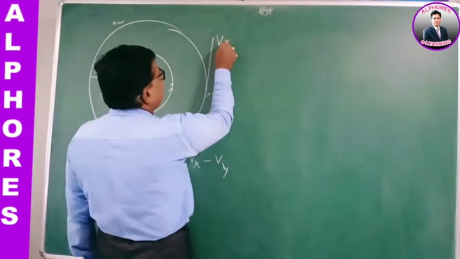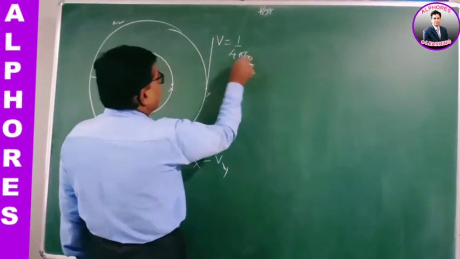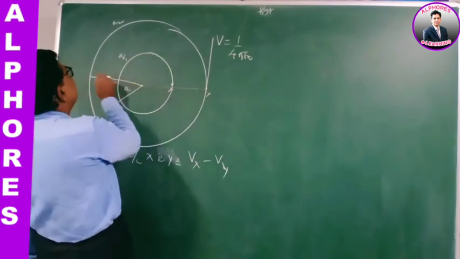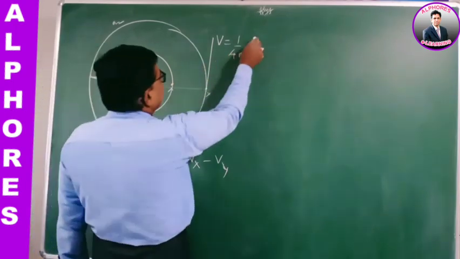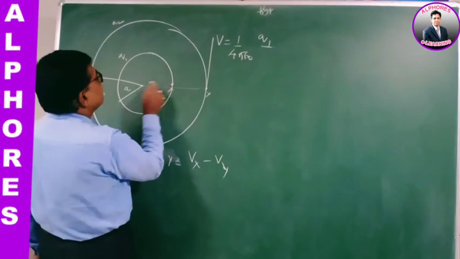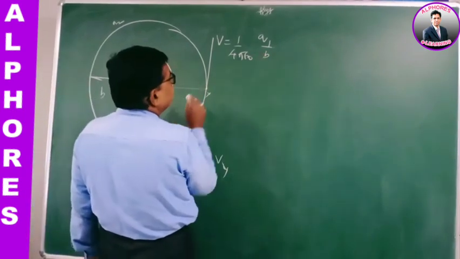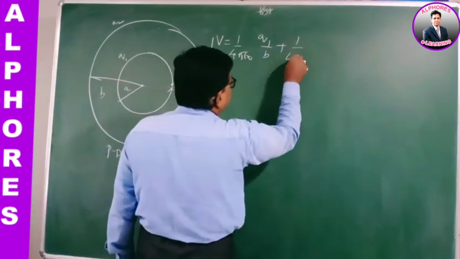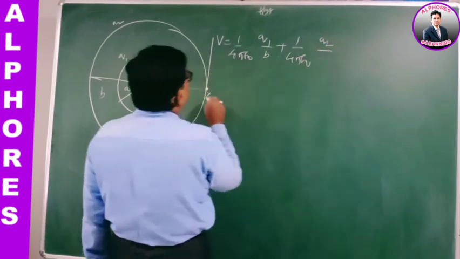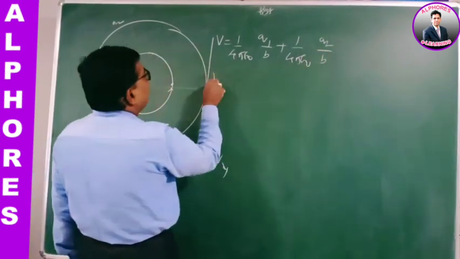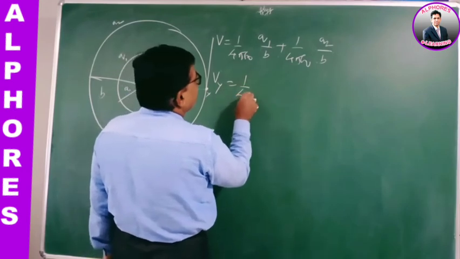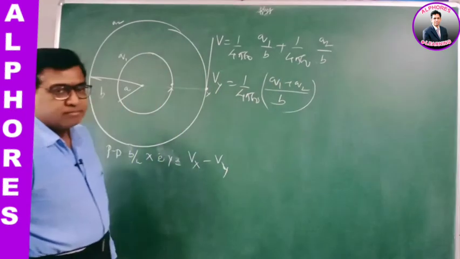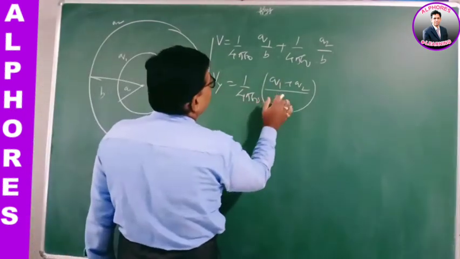So at this point if you find the potential, it's 1 by 4 pi epsilon naught. For the inner sphere, it is the outside point which is at a distance, the radius is B. So therefore for the inner sphere of charge Q1, it is the outside point of distance B. Plus the potential, it is the point on the surface of the second sphere. It's 1 by 4 pi epsilon naught Q2 by B. So potential at y is 1 by 4 pi epsilon naught, B is LCM, Q1 plus Q2, or Q1 by B plus Q2 by B.